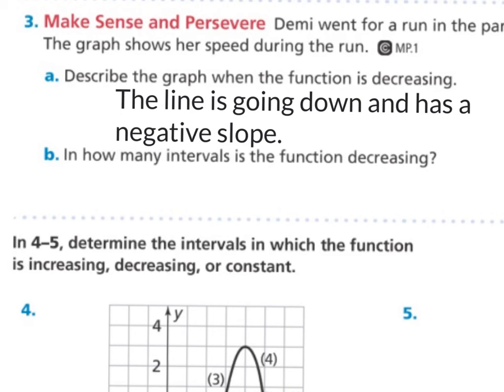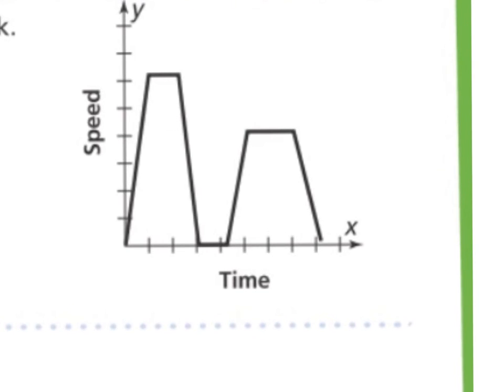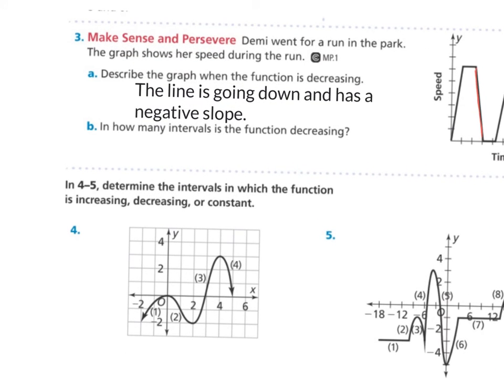Part B asks, in how many intervals is the function decreasing? So if we just go back and look at our graph, look for places where the graph's coming down and it's got the negative slope. And it looks like we have 2 instances of that. So 2 intervals where the function is decreasing.